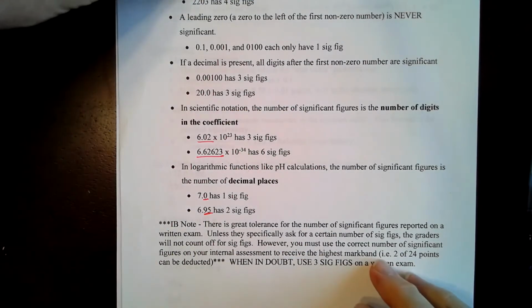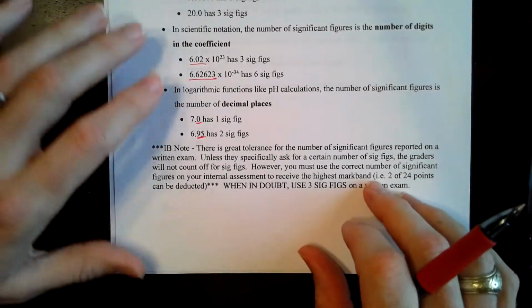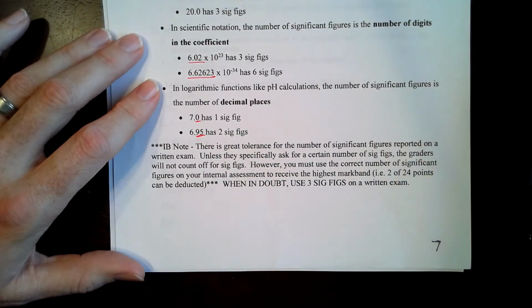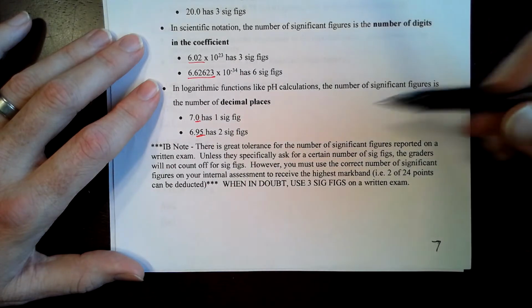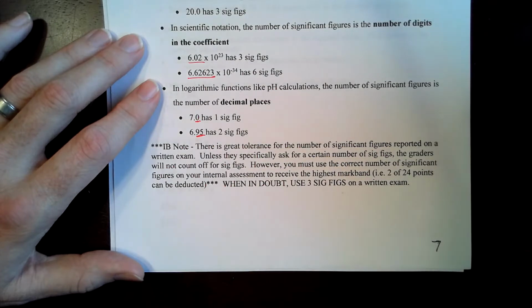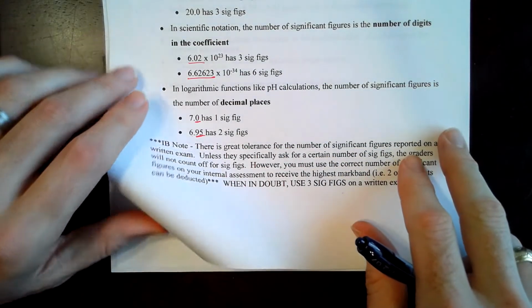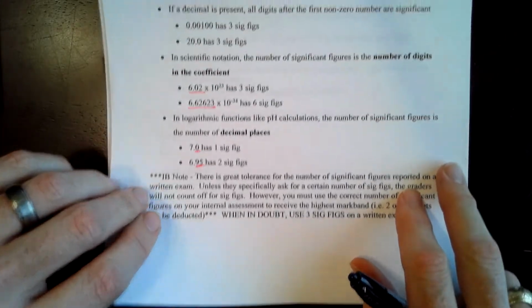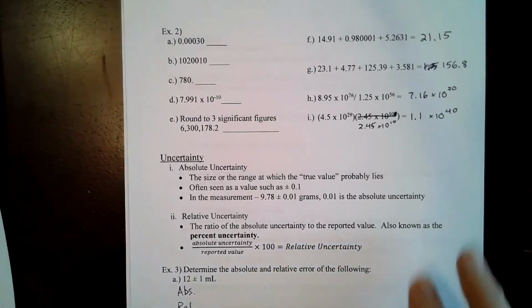All right, but a great note that IB doesn't really care about sig figs on a written test. On the IA, they will care and they will write comments on it and deduct points. But for a written test, nobody really cares. Just don't go crazy with the sig figs.